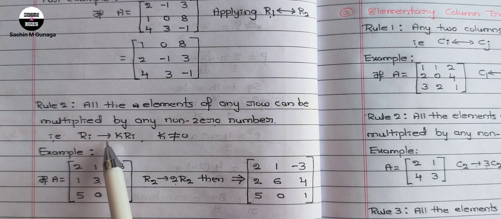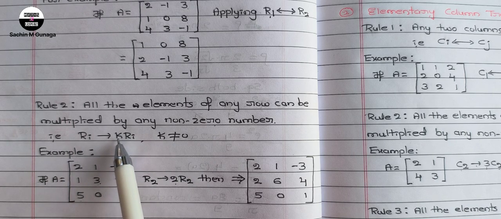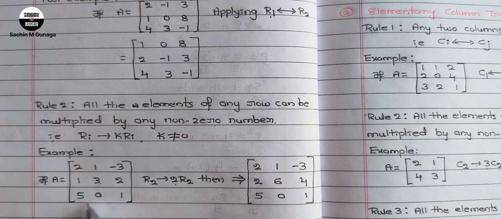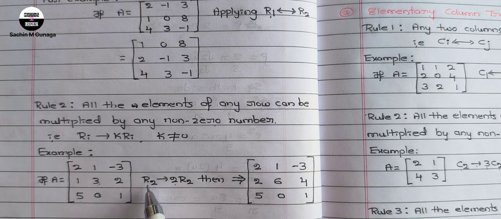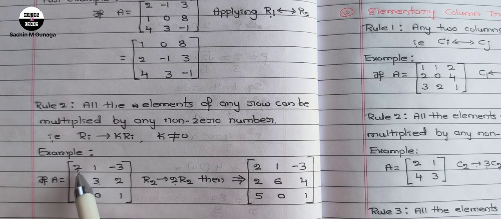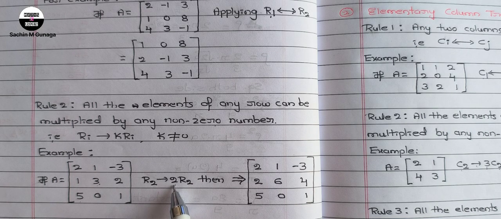That is, Ri changes to k into Ri, where k is not equal to 0. So k means any number, leaving 0; any number we can take here. For example, A is equal to this given matrix. Here I am going to apply R2 changes to 2 times R2. So we are changing only the second row. The first row we keep as it is, and the third row also we keep as it is. Only the R2 elements we multiply by 2.